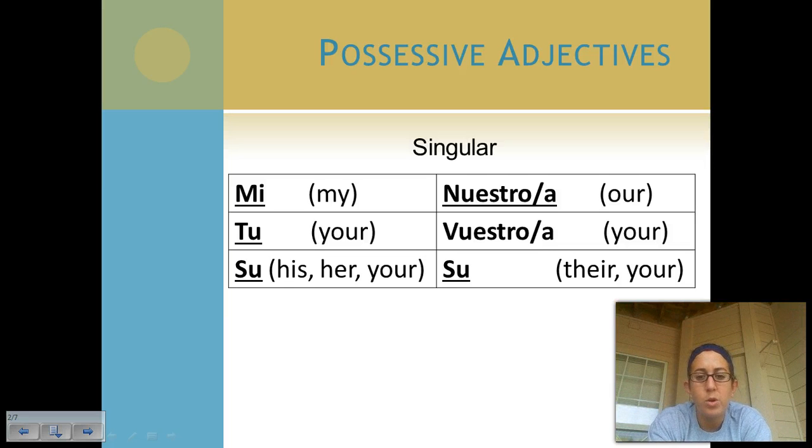Now, nuestro and vuestro are a little bit different because notice that not only do they agree in number, but they also agree in gender. So if we're thinking about casa, let's keep our word casa. Would you use nuestro or nuestra? If you said nuestra, you are correct because the word casa, la casa, is feminine. And then vuestro or vuestra, in this case vuestra casa, and then again su casa as well for their house, if we're talking about a group of people, or talking to a group of people. So that's our singular chart.